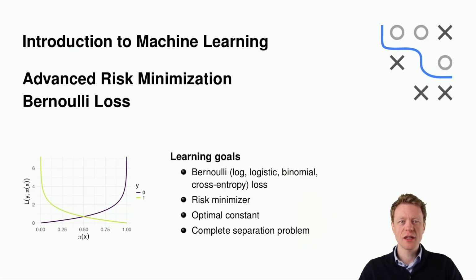I'm Ludwig Bothmann, and in this video we will speak about the Bernoulli loss. The Bernoulli loss has a lot of different names, among others log, logistic, binomial and cross-entropy loss. We will see the risk minimizer for the Bernoulli loss, also the optimal constant model, the empirical optimal constant model, and we will speak about the complete separation problem with the Bernoulli loss.